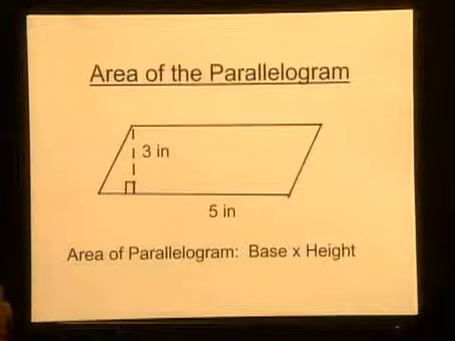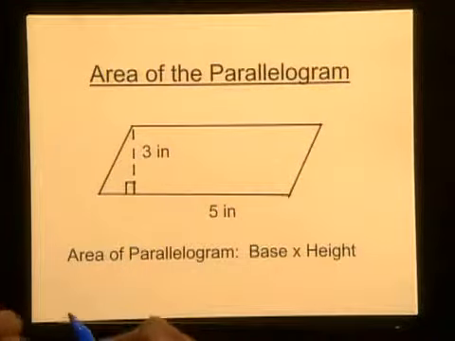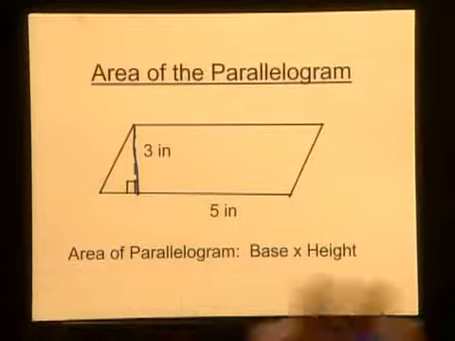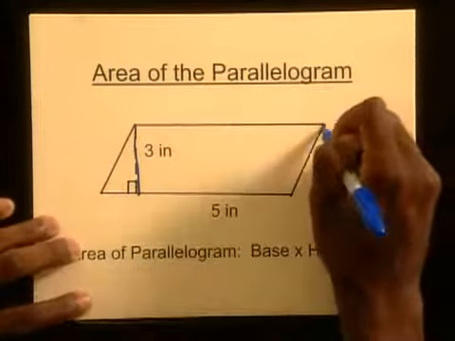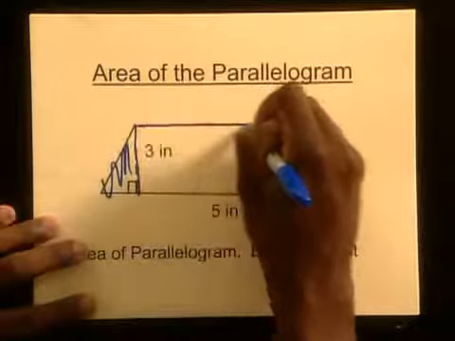Now look at this parallelogram here. We have the base, which is 5 inches, and we have the height here, which is 3. So we're going to Jackie Chan it one more time. Bam! Then we get our height. Then we're going to flip it over to the side. Scratch this, and now we have our full rectangle.